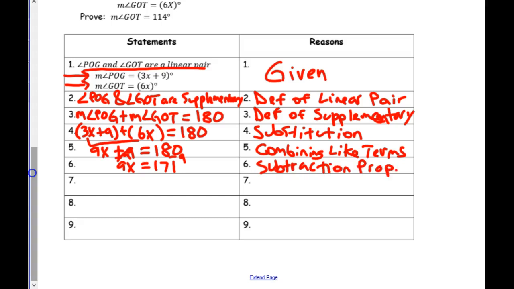And then to get rid of that 9, we divide. Alright, so what's 171 divided by 9? I think it might be 18. No? It might be 19. I think so. Division property.